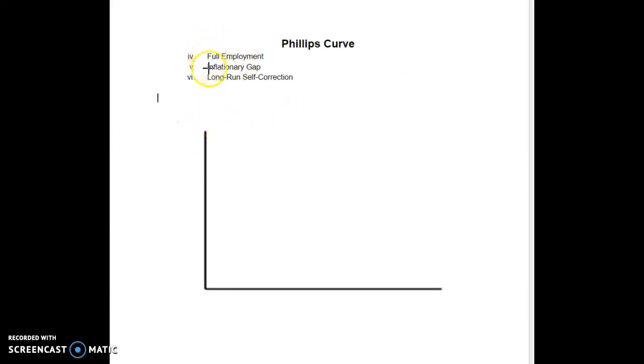Phillips curve. We're going to start at full employment. We're going to move into an inflationary gap. So first things first, remember that the Phillips curve is always looking at the relationship between inflation and unemployment.